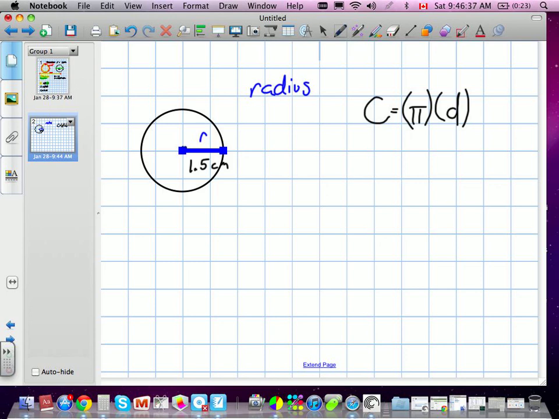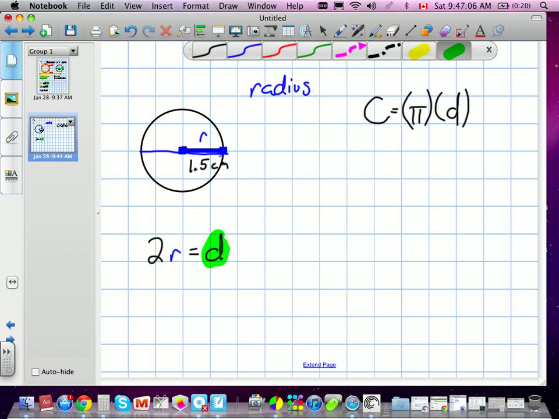What was our formula? Do you remember? Circumference was equal to pi times what? The diameter. But do we have the diameter? No, we have the radius. Now I'm going to tell you the radius of this is 1.5 centimeters, okay? So the radius is 1.5.